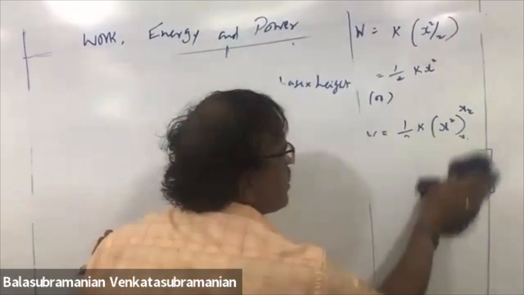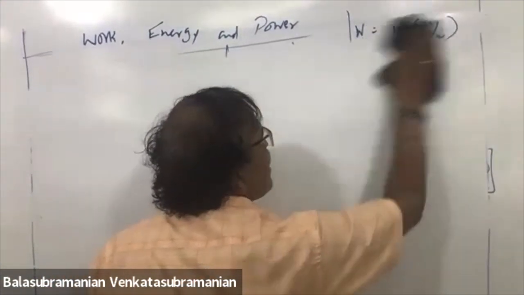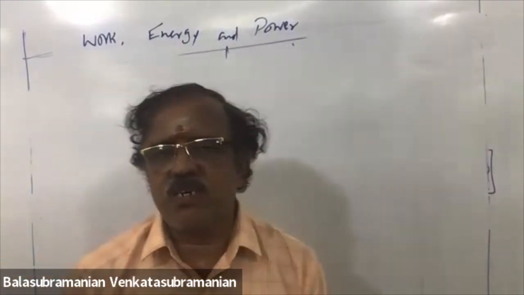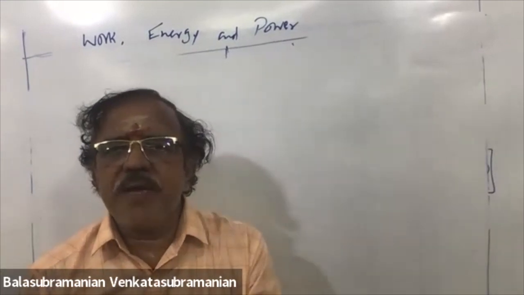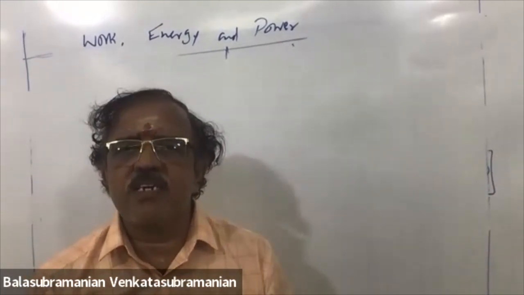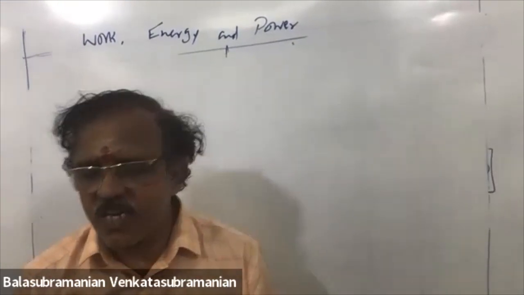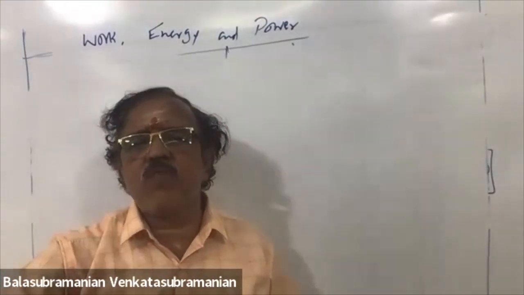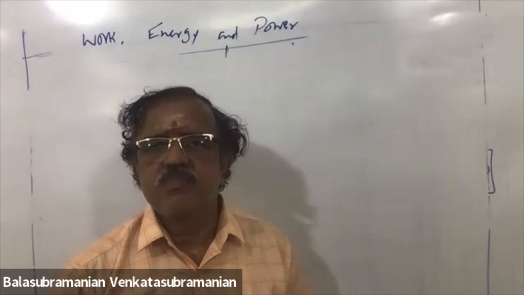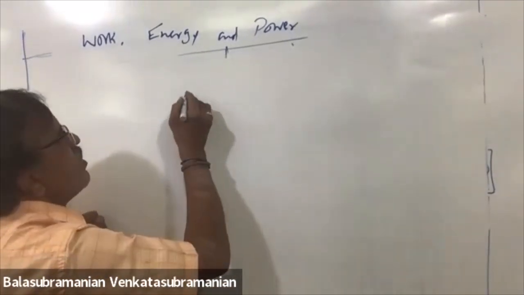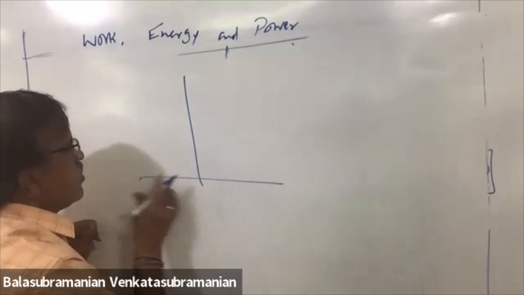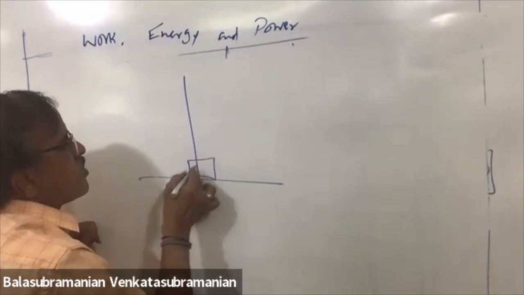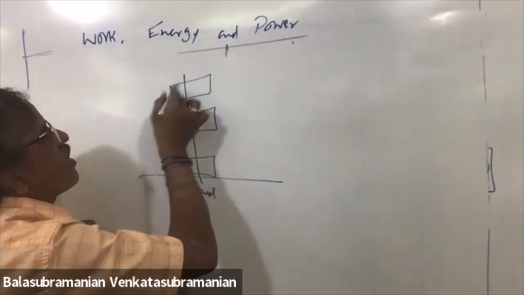Law of conservation of energy. Energy is conserved. Total energy is conserved. Conserved means constant. Energy can only be transformed. It cannot be created nor destroyed, but can only be transformed from one form to the other. Simple example we can take. This is the ground level. At 3 different points, here, here, and here.